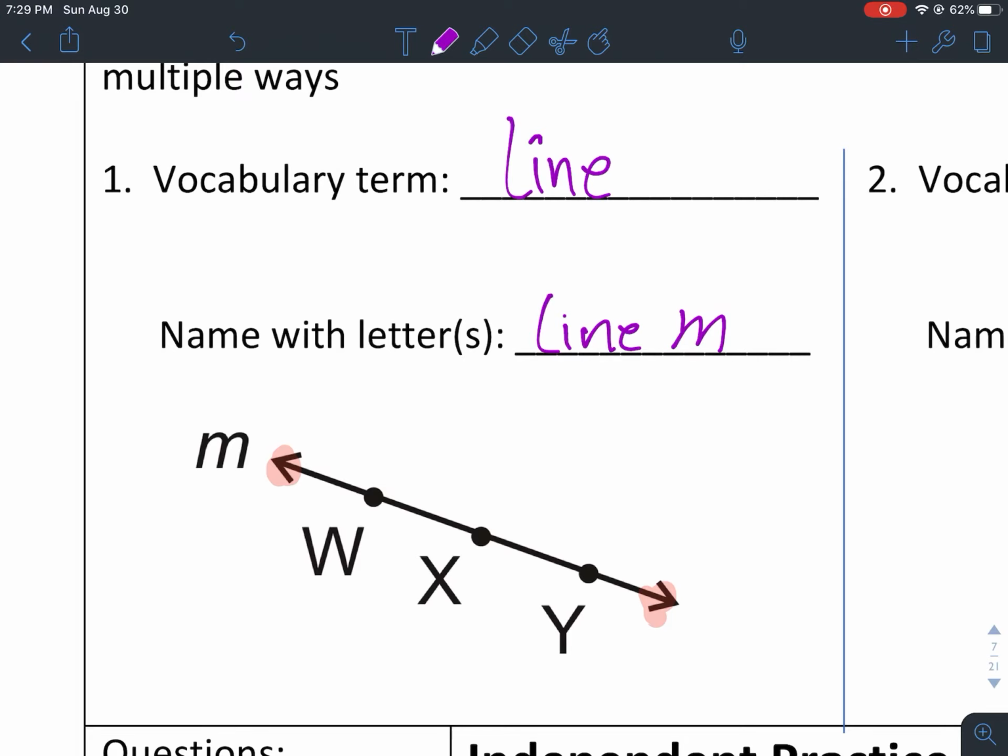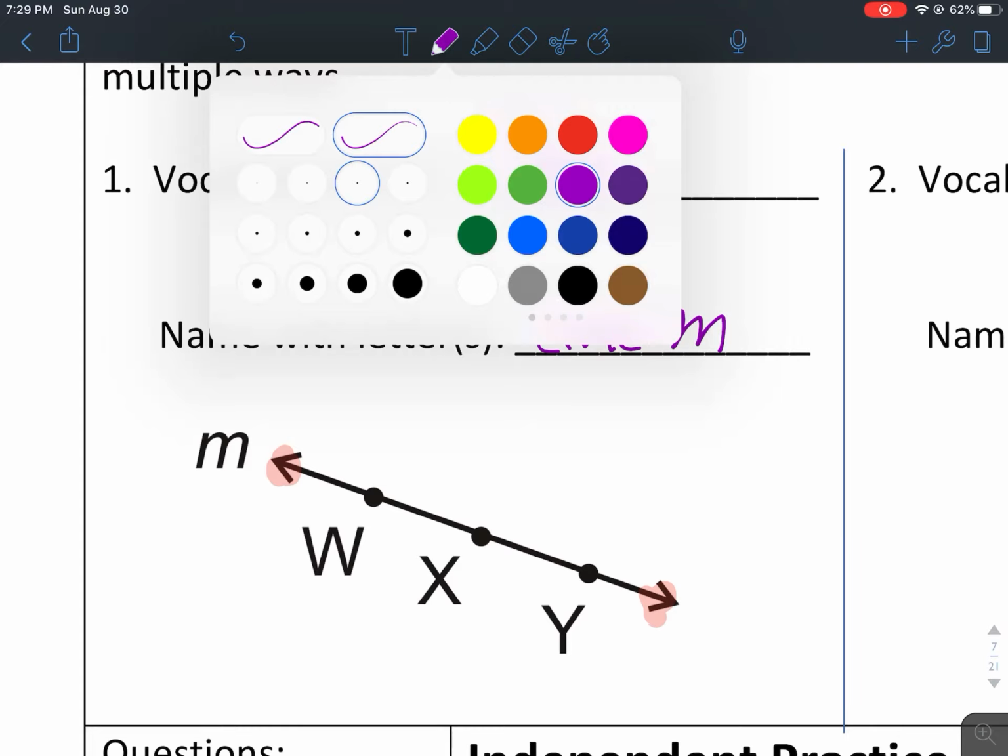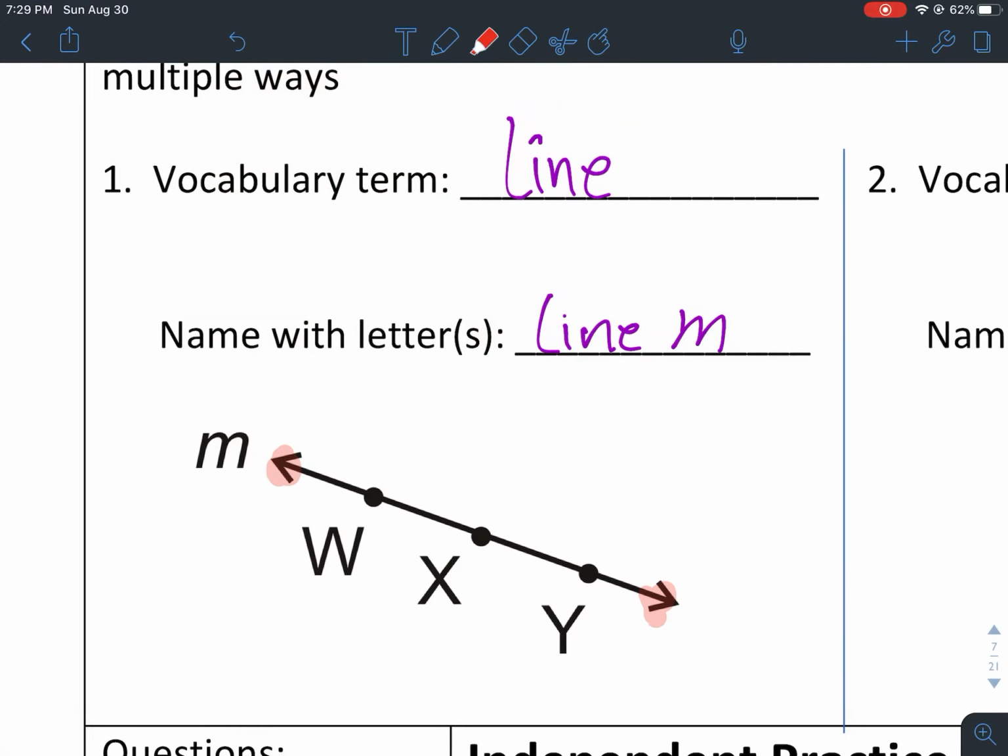Again, the script M. Or you can name it using 2 points. I'm just going to choose 2 of the points that are on here. I'm going to say WX. So one way to name this would be line WX with the symbol on top. You can also name it XY with the symbol on top. And then you can also name it WY with the symbol on top.